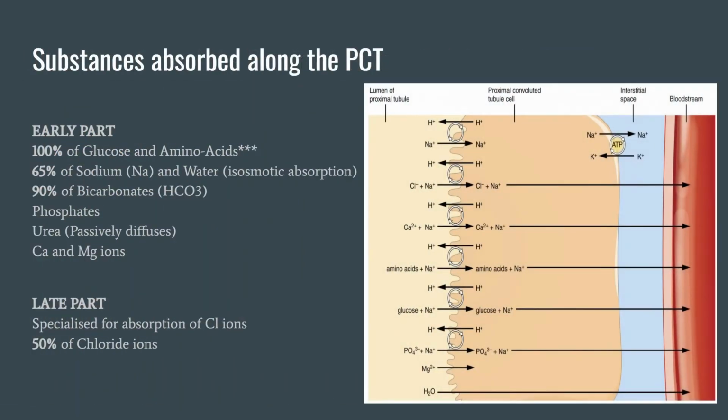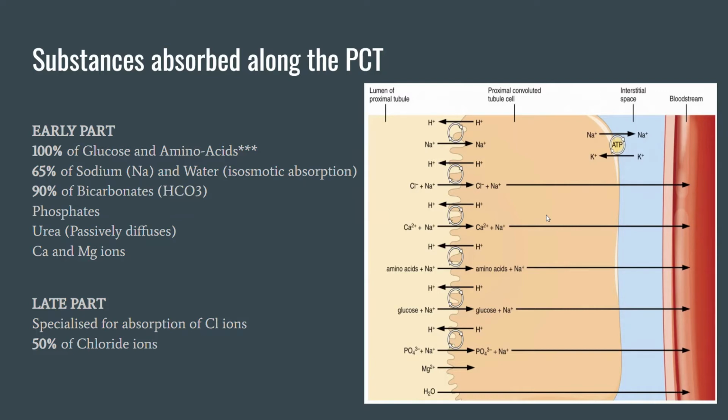An important thing to note is that substances absorbed along the length of the PCT are not the same. What do I mean by that? We see that the early part of the proximal convoluted tubule is mainly involved in the absorption of glucose and amino acids. 100% of the glucose and amino acids are basically reabsorbed here. So if we have a clinical scenario in which glucose or amino acids appear in the urine, we highly suspect that there's something wrong in the proximal convoluted tubule. 65% of the sodium is also reabsorbed.